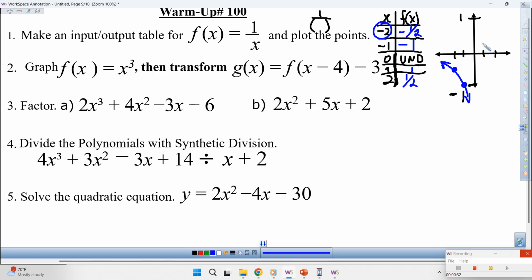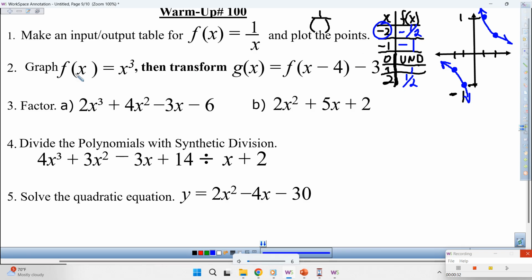The other one, 1, 1. 1, 1 is up here. And 2, 1/2. 2, 1/2. And connect those like this. And there you go. It was kind of funky, but that's okay. I'm just giving you guys a small intro to the next function that we're going to be working with.